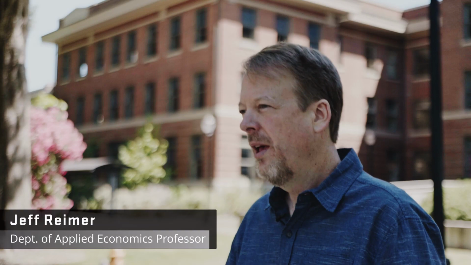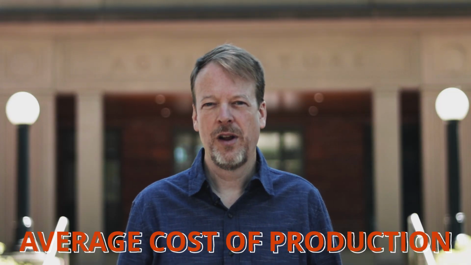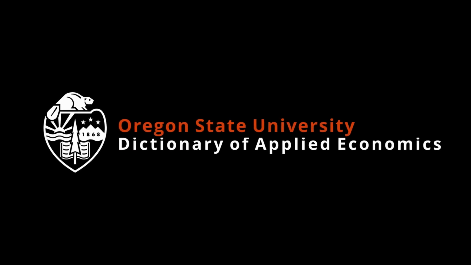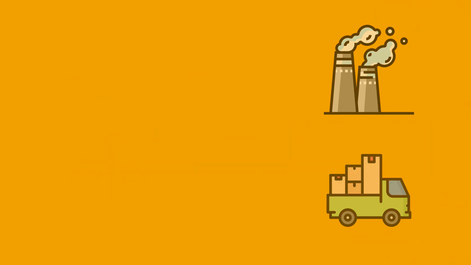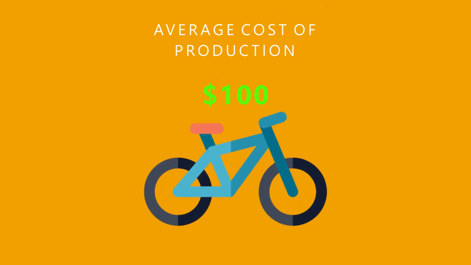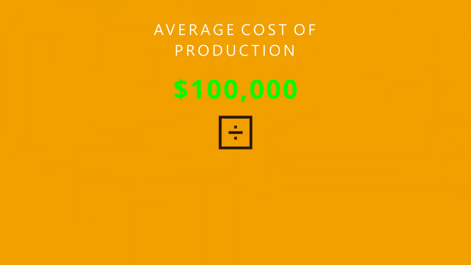Suppose you've got a great idea for a new type of bicycle and want to set up a factory to build it. One thing to know is your average cost of production. Let's say you produce 1,000 bicycles and your overall costs are $100,000, including the factory and the labor needed to run it. Your average cost of production is then $100 per bicycle, or $100,000 divided by 1,000.